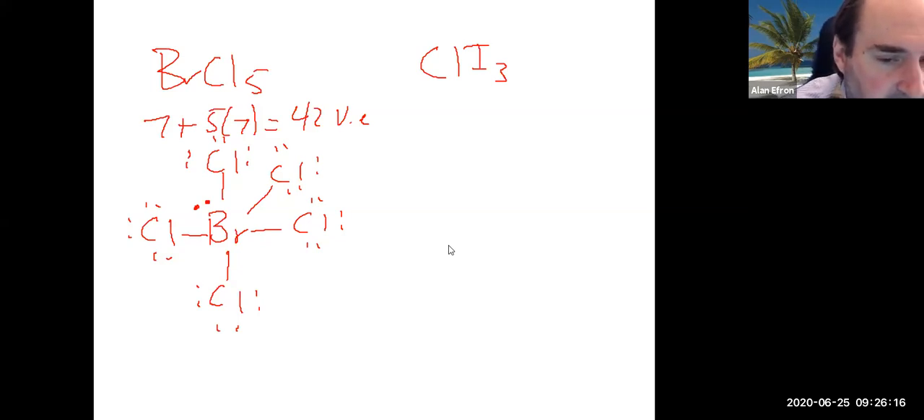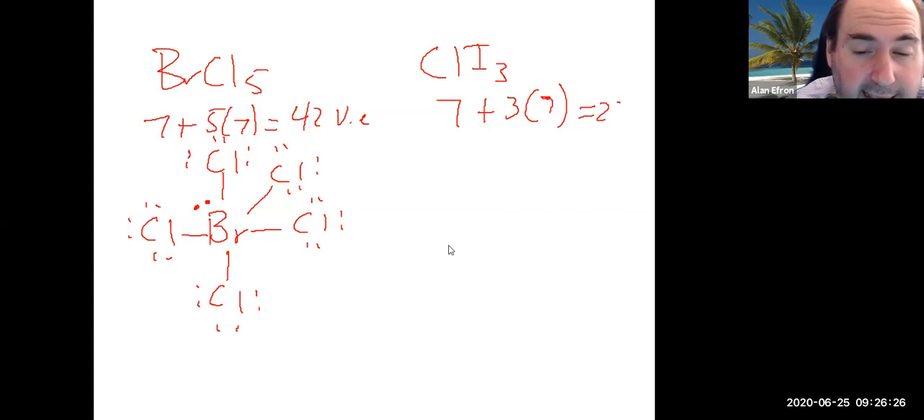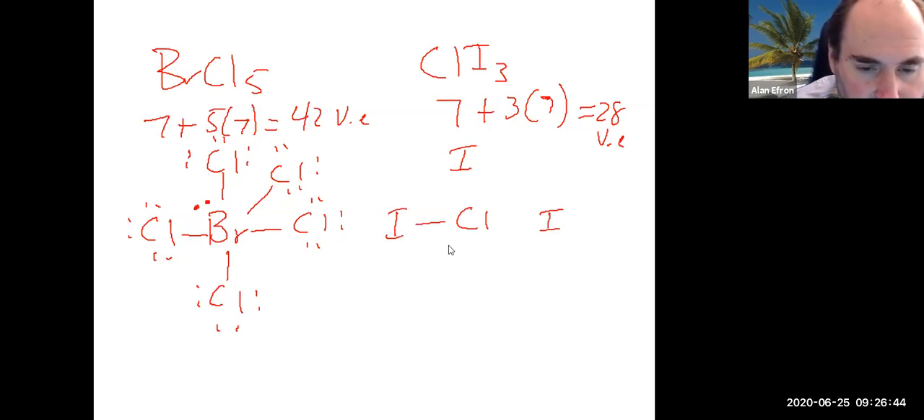Now let's look at the next one, which is chlorine at 7 and 3 iodines also at 7, and that is going to be 21, so 28 valence electrons. Same deal here, chlorine and iodine. We're going to put chlorine in the middle. Again, there's only 1 chlorine, so it is going to go in the middle in this case. And we're going to go this way, and this way. This would have been a better example. Actually, if I used F, it would have been a better move, but we'll pretend here in this case.